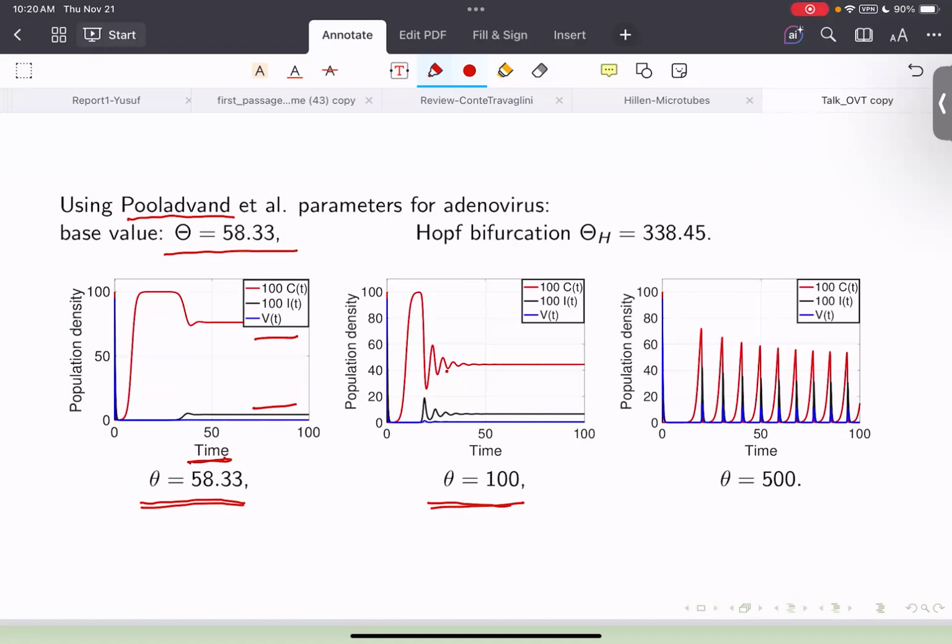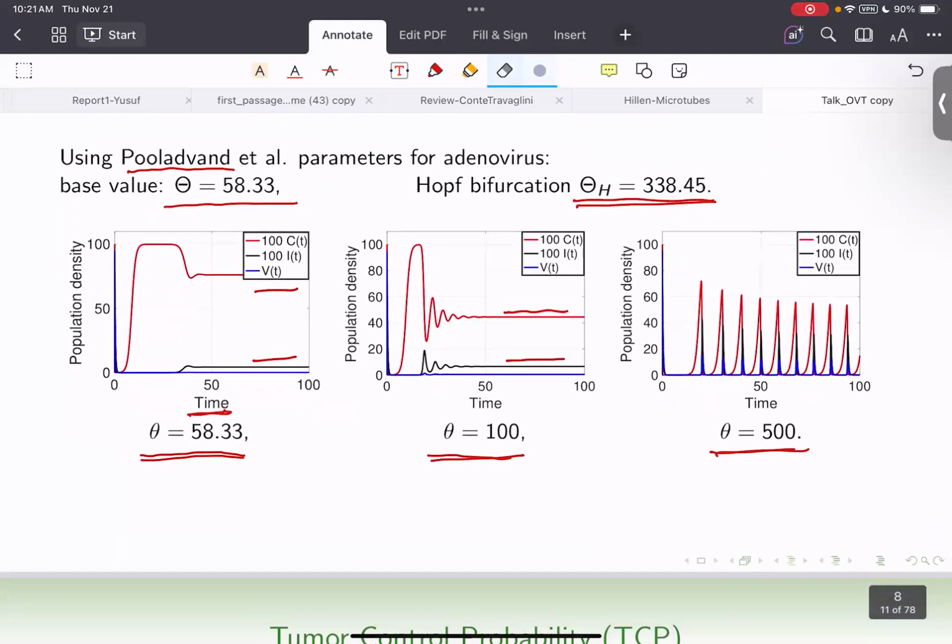If I increase theta, I get closer to the bifurcation point, but I'm not past it. Then I get oscillatory behavior first, but then again, it settles on a steady state. And if I get past the Hopf bifurcation point, which in this parameterization is 338, I can compute this, I get oscillations, and you see them as these spikes here. Red is cancer cells, black is infected cells, blue is virus. So cancer grows up, and then the virus comes, infects everything, and everything goes down again. So that's the oscillatory case.